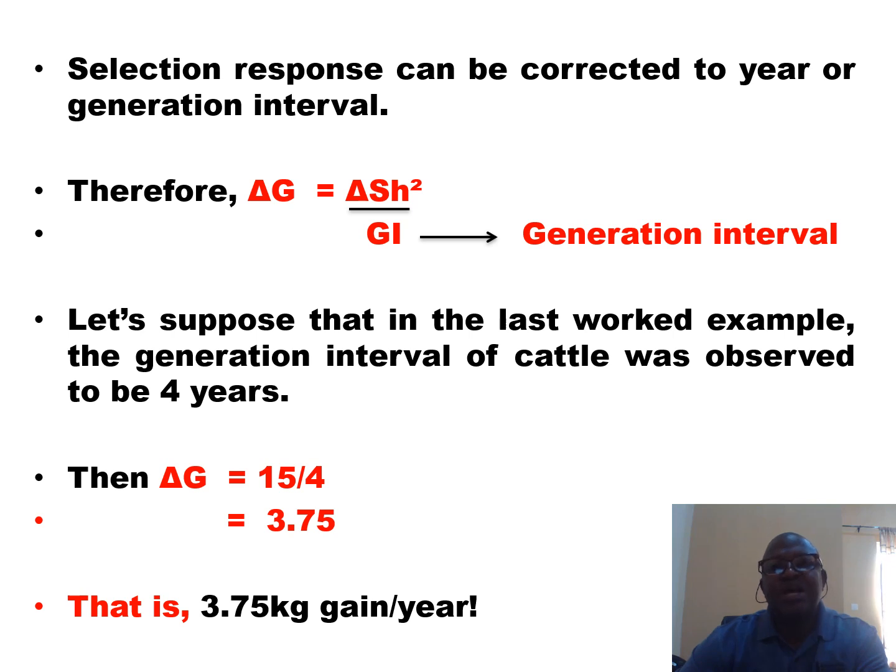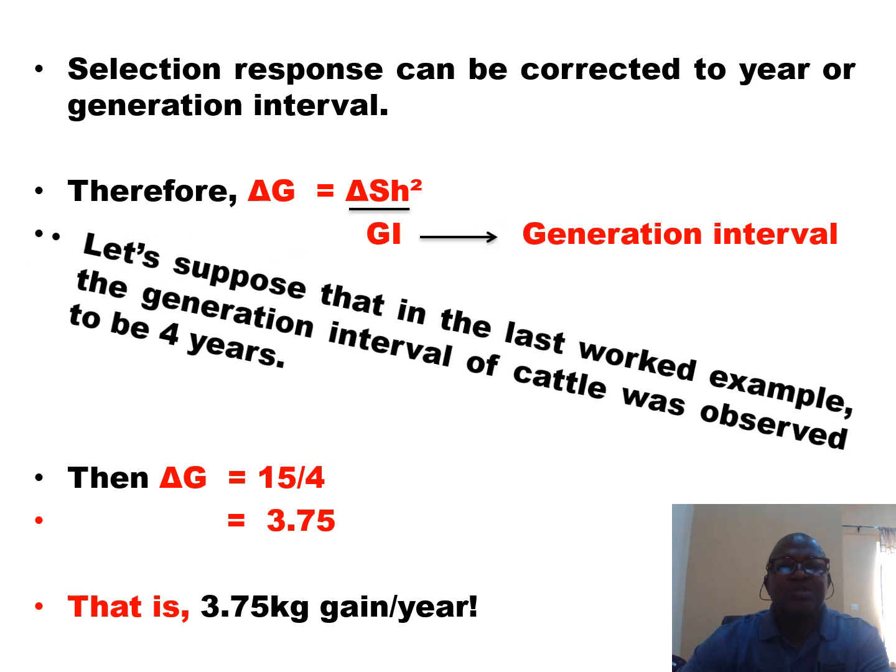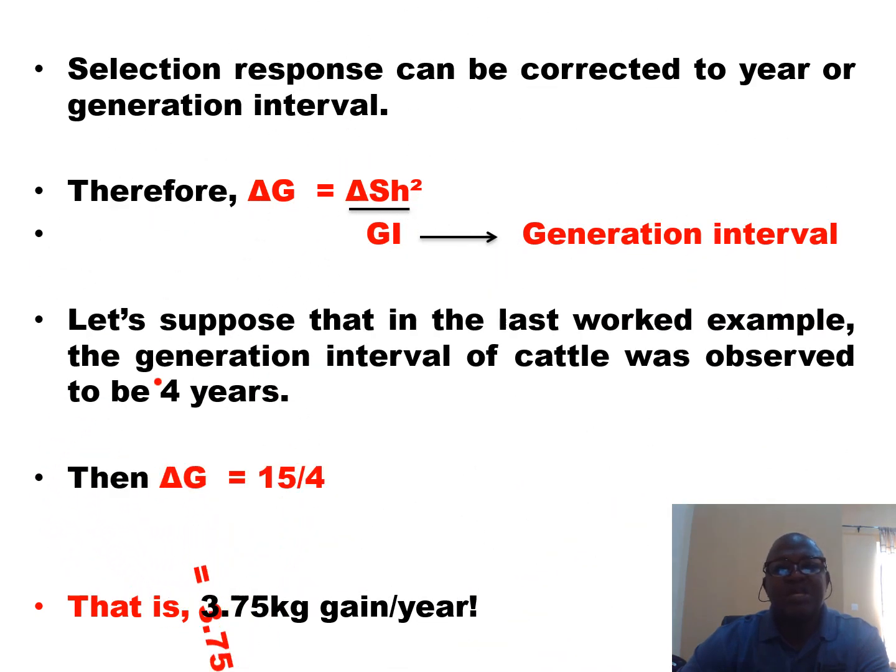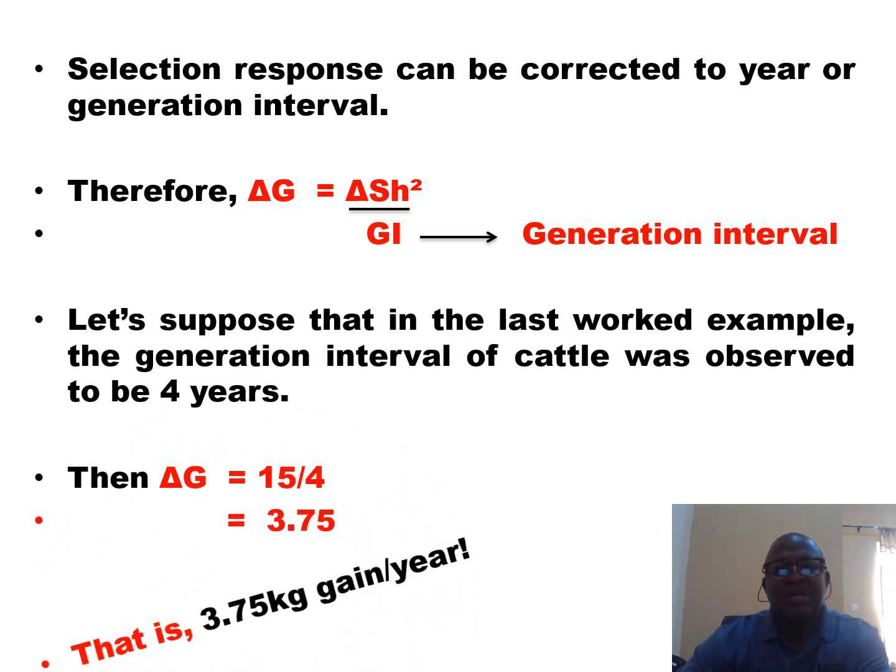Now, selection response or gain can also be corrected to the year or the generation interval. In that case, the formula becomes delta G is equal to S h squared divided by GI, where GI is the generation interval. So let's suppose that in the last worked example, the generation interval of cattle was observed to be 4 years. It means that the 15 kilograms, when you divide it by 4, gives you 3.75. That is, per year, you expect a 3.75 kilogram gain in the progenies of the selected cattle, which is quite high. So depending on what you want to do, you can apply any of these terms in calculating the expected gain in your selection process.